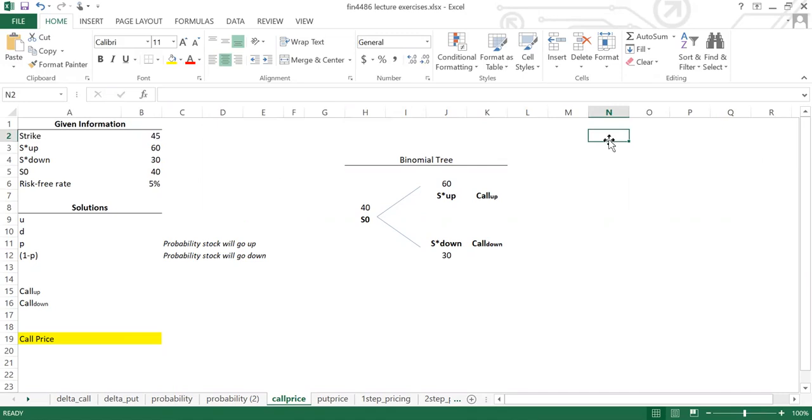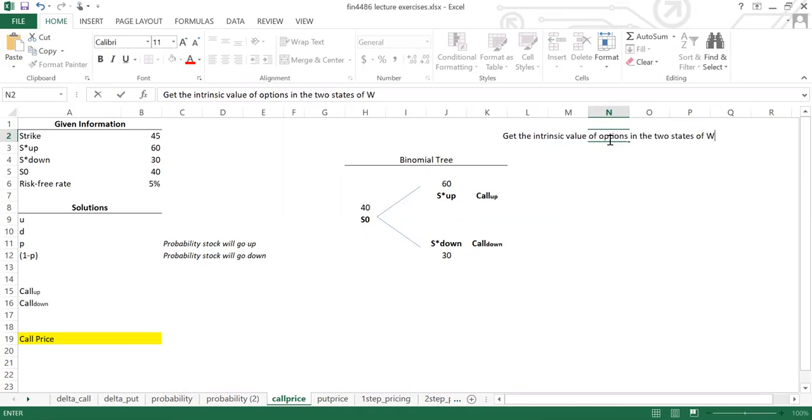So the first step to get this price using this one-step binomial tree is to get the intrinsic value of options in the two states of the world. I'm going to write everything in very simple terms. By now you're probably familiar: there's a good state of the world for the stock and a bad state of the world for the stock.